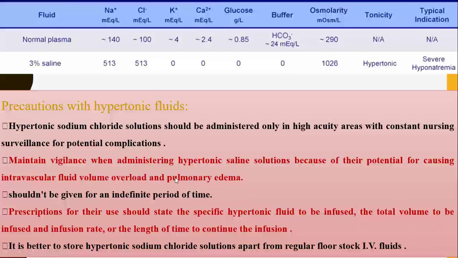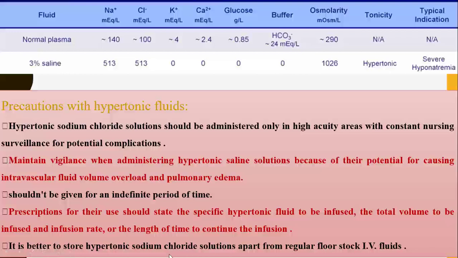It can cause intravascular fluid volume overload and pulmonary edema. It shouldn't be given for an indefinite period of time, and the prescription for their use should state the specific hypertonic fluid to be infused, the total volume, and the rate.